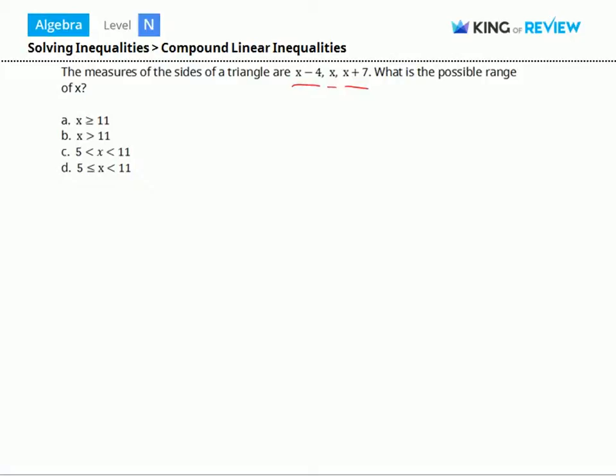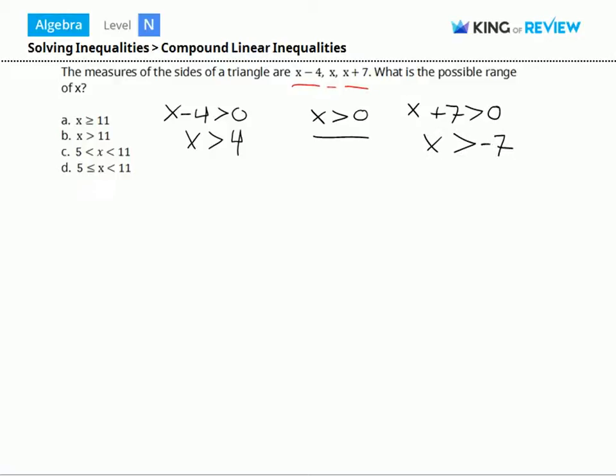Because we're talking about the sides of a triangle, you know that they have to have positive lengths. We cannot have a length with a negative number or 0. So we know that each of these side lengths is greater than 0 because they're positive numbers. So we have x minus 4 is greater than 0, x is greater than 0, and x plus 7 is greater than 0. If we solve for x, we get x is greater than 4, x is greater than 0, and x is greater than negative 7. So we have these three inequalities here.